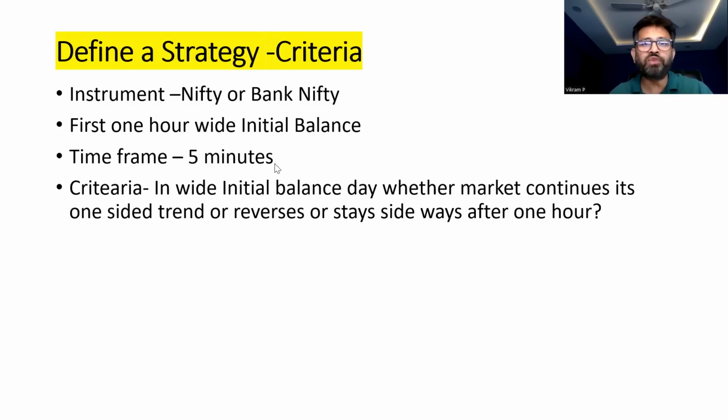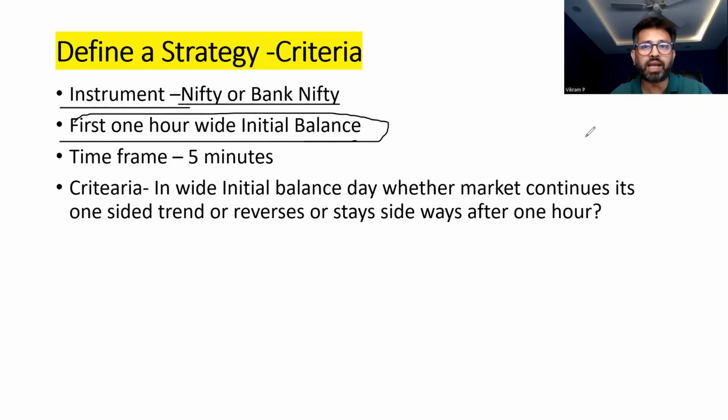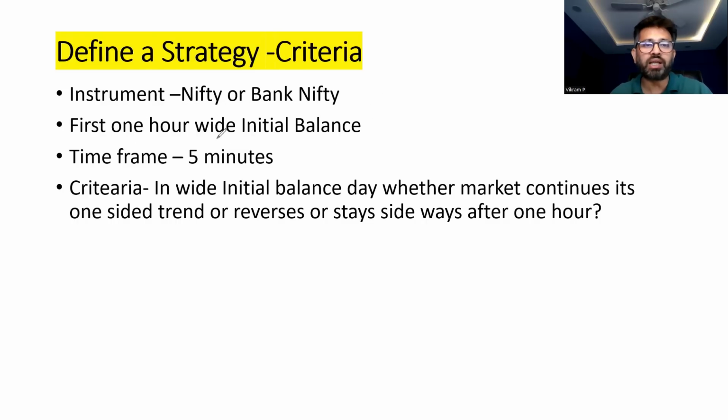I was telling you that I'm giving you my example. Few days back, I wanted to check a price action strategy. And what was my criteria for that strategy? The instrument I had chosen was Nifty or Bank Nifty. So first you have to mention the instrument, whether Nifty or Bank Nifty or stocks, whatever it is. Then first 1 hour, or wide initial balance. That is one of my criteria. So I wanted to check this strategy on a wide initial balance day.